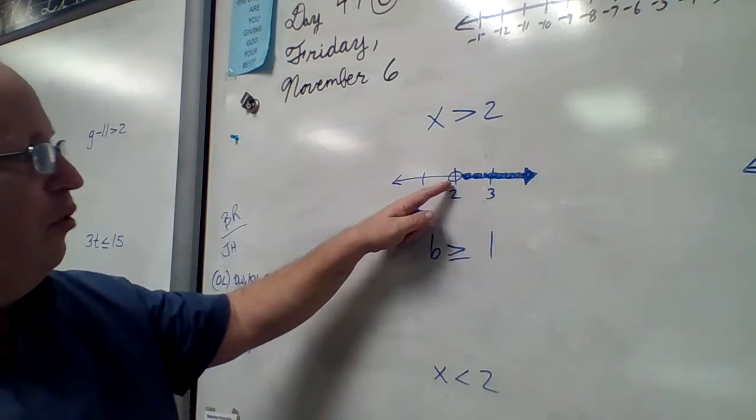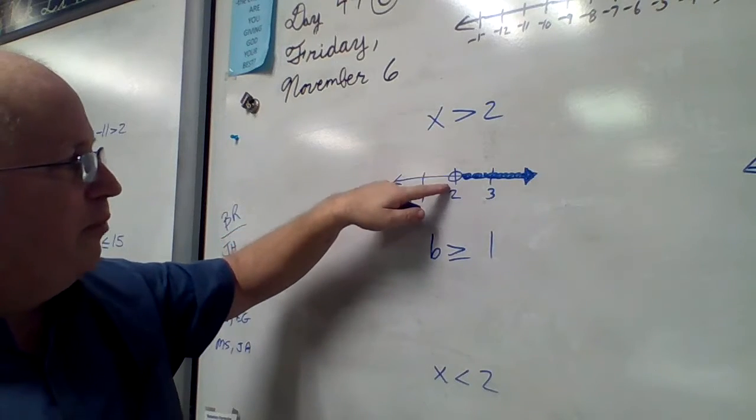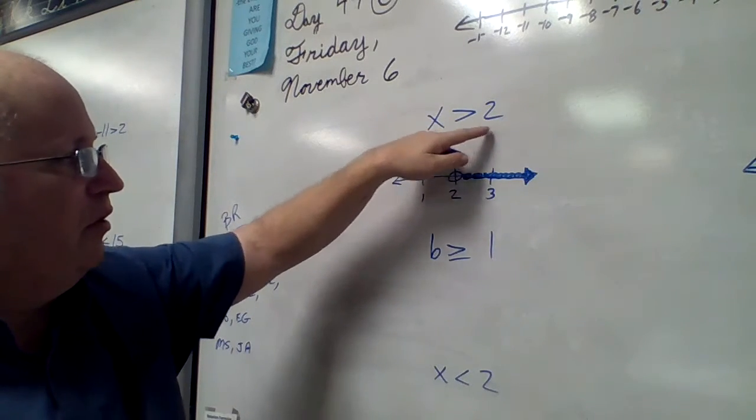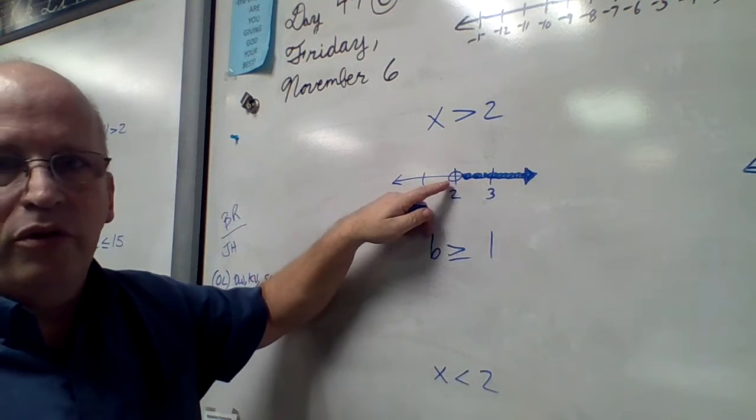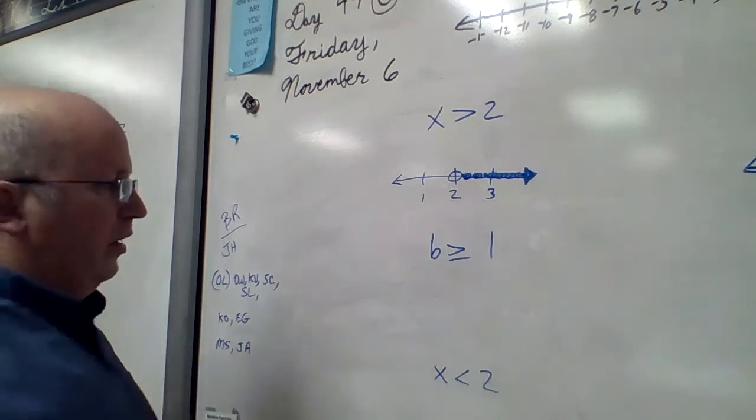Also notice I use an open circle because it says greater than. I can't put 2 here. 2 is not greater than 2, so I don't want to include 2, and that's why I use the open circle. Let's look at this one right here.